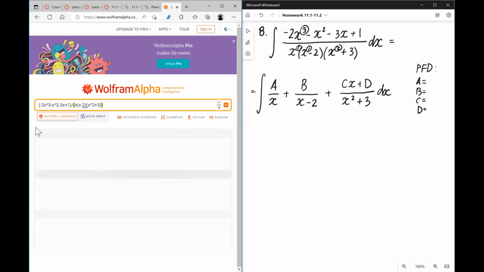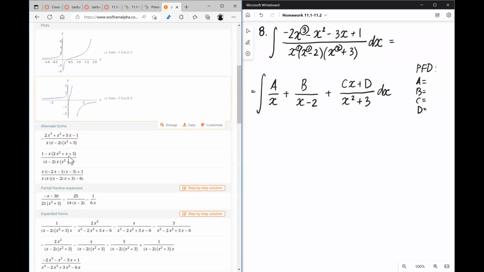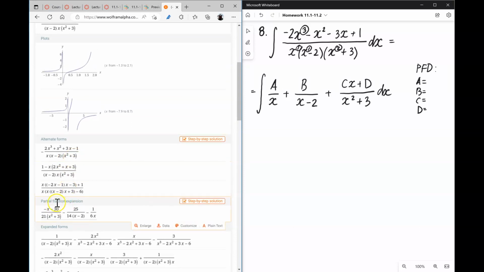This one will be a real pain in the butt to do by hand. Let's see if Wolfram Alpha handled it. Let's also make sure we typed it correctly, which seemed to be the case. And if you look at the output here, we have partial fraction decomposition right over here. So my A is -1/6. My B is -25 over 14.